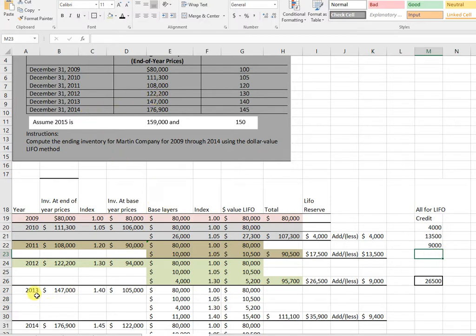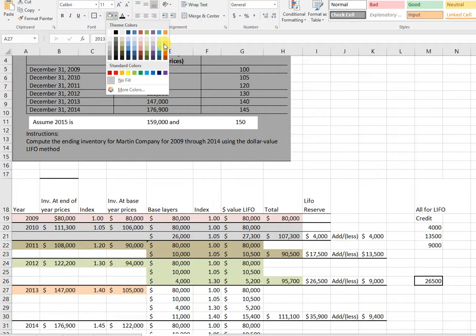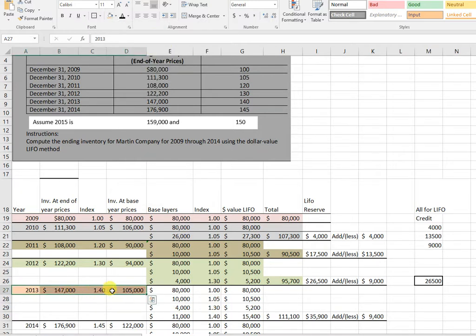2013, 147,000. So I have 147,000, bring it back down to base year prices, divide by 140 to get 105. I see if I have enough for the 80,000. Yep. I have all 10,000 because that's 90,000. I still got some left. I have all 4,000 because that's 94,000. So I have enough left. And so I need 11,000 of the 140 level.